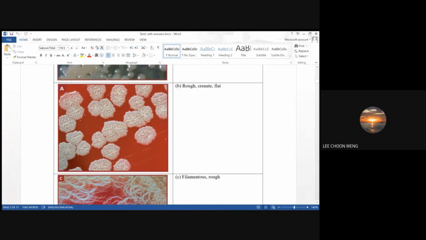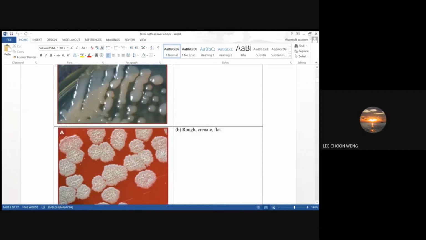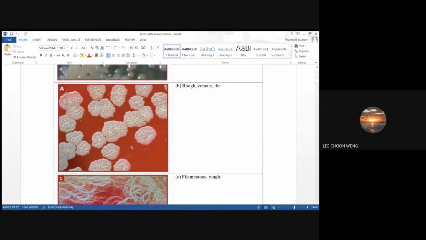So for this, it's rough. The surface is rough. The boundary is crenate, and it's flat. Okay, it looks flat, because it's not convex or anything. Here you cannot tell whether it's transparent, translucent, or opaque, because to observe that you have to raise the plate to the light. If the light doesn't pass through, it's opaque. If it passes a little, it's translucent. But if you can see through it, then it's transparent.